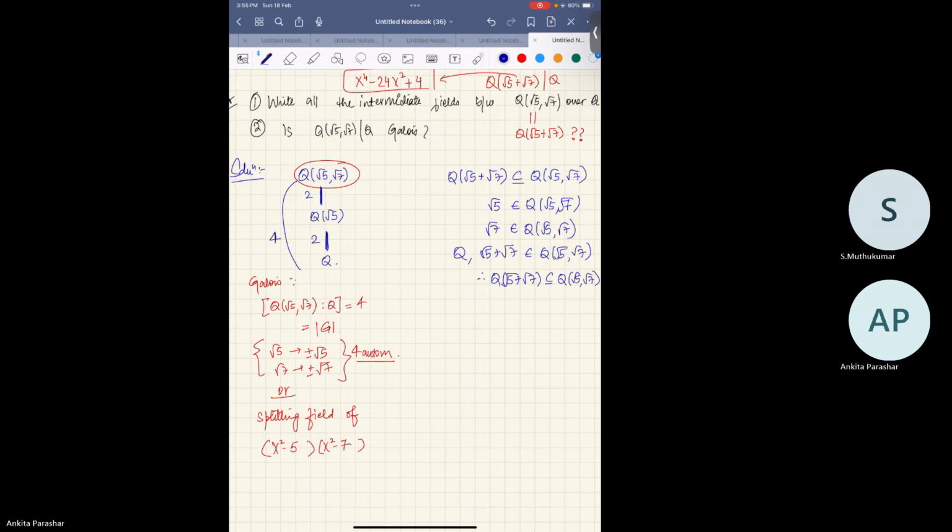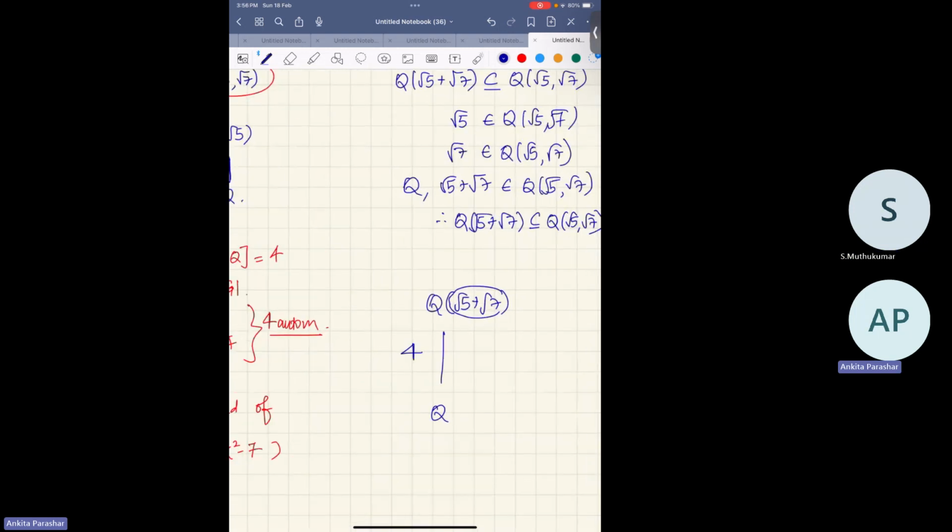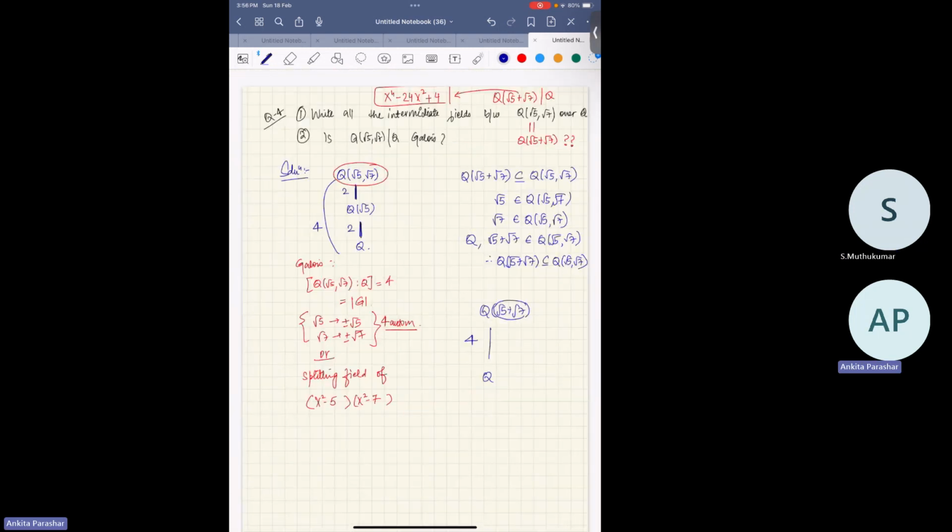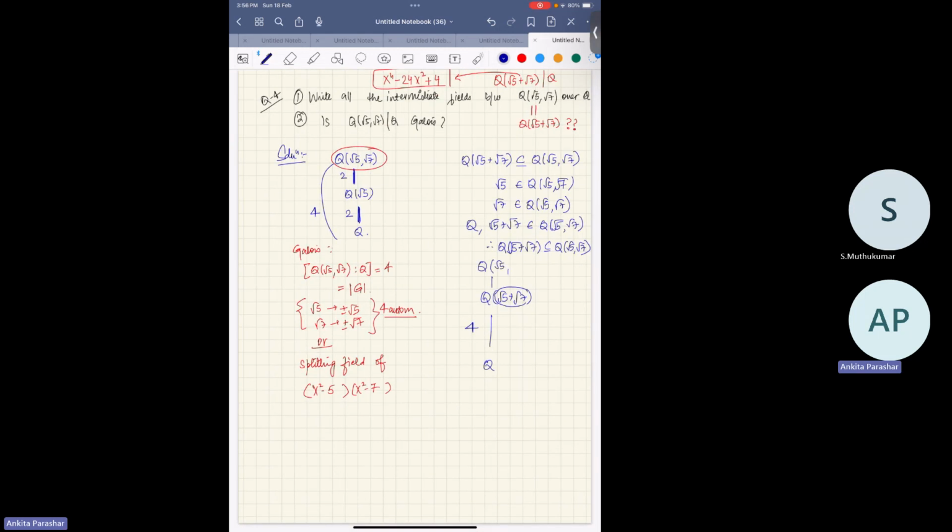Exactly right. Now, can we use our knowledge of field degree to say that these are equal? Recently you told me that this extension over Q has degree 4, because of the irreducible polynomial of degree 4. But this is contained in Q of root 5 comma root 7, and the degree of that is also 4. So the degree of the quotient is 1, so they are equal. This implies Q of root 5 plus root 7 is always equal to this.